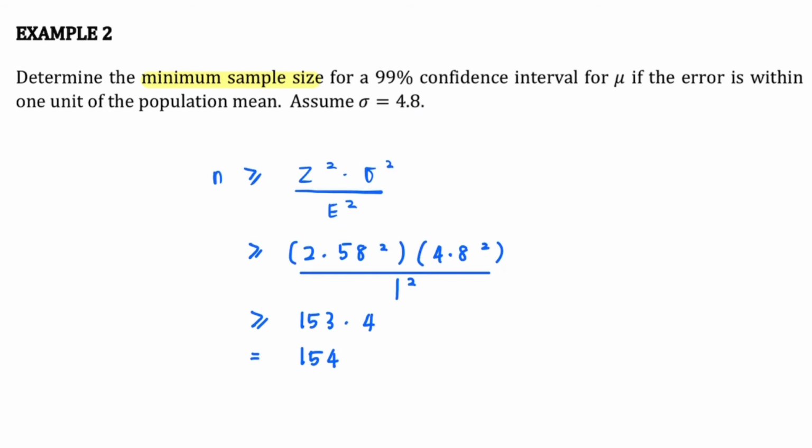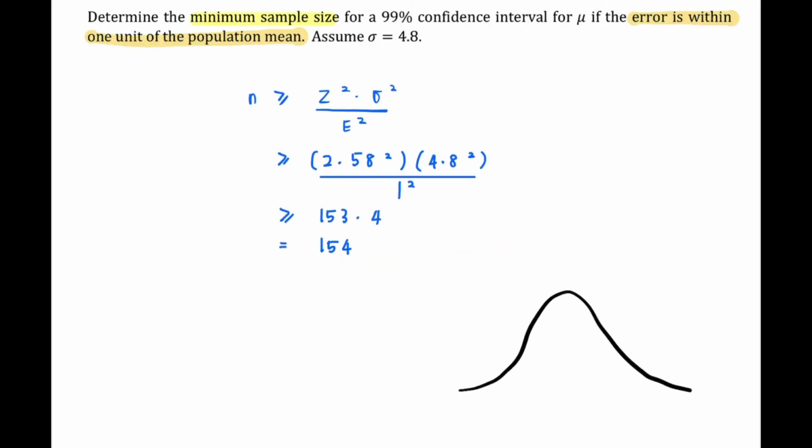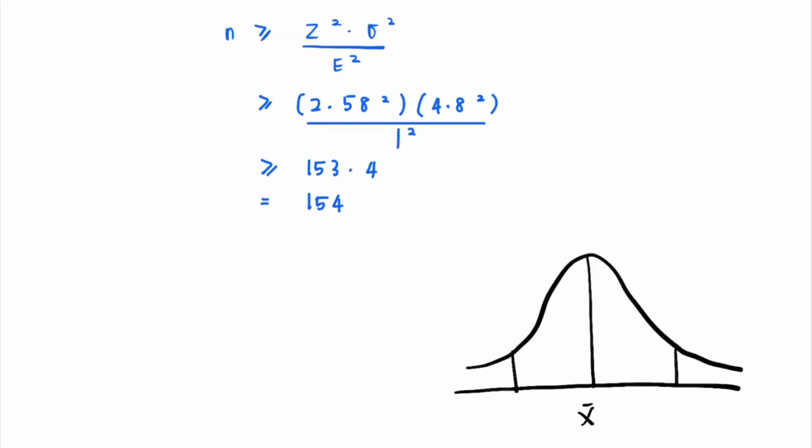So look at this wording. Error is within 1 unit of the population mean. Meaning that if you draw the bell curve, this is your X bar. This is the lower limit and also the upper limit. So the value here is your error. This is the error that you have from the point estimate up until the lower limit and also the upper limit.